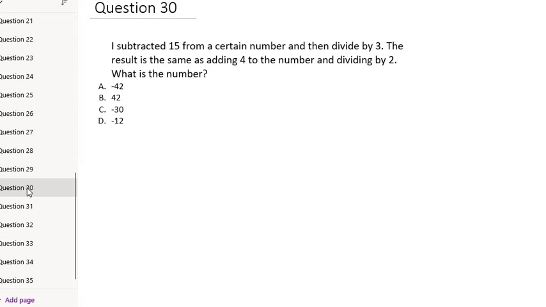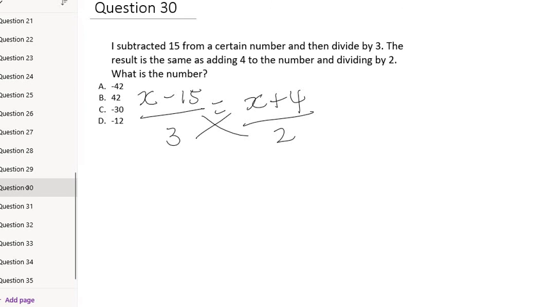Question 30. I subtracted 15 from a certain number and then divided by 3. The result is the same as adding 4 to the number and dividing by 2. What is the number? Algebra. Let the number be x. I subtracted 15 from x and then divided by 3. The result is the same as adding 4 to the number, x plus 4, and dividing by 2.